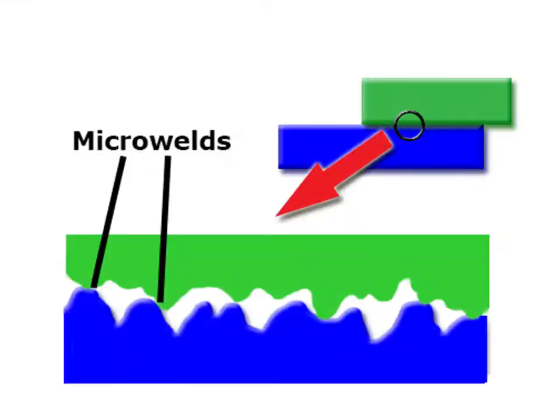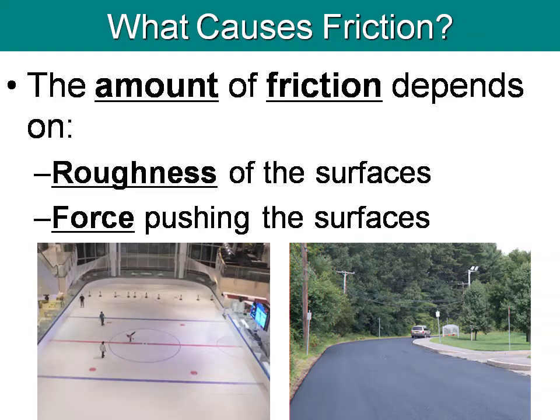You could shrink down to the size of atoms and see even two really smooth things next to each other. You'd see that they're not smooth at all, and this is why it's hard to get them to move. Even something as smooth as glass under an electron microscope reveals that it's not nearly as smooth as it feels to our hands. So what causes friction? The amount of friction depends on the roughness of the surface and the force pushing down on the surfaces. So smooth surfaces have less friction, and if you apply a force, you will get more friction than if it's lightly done.